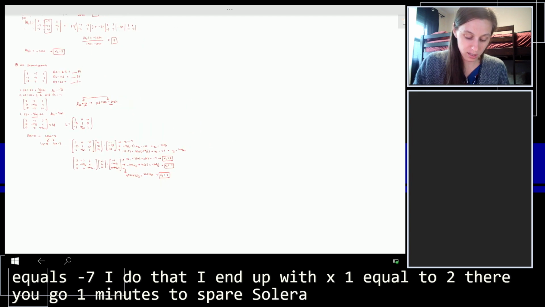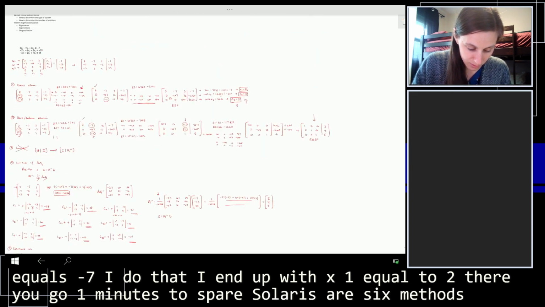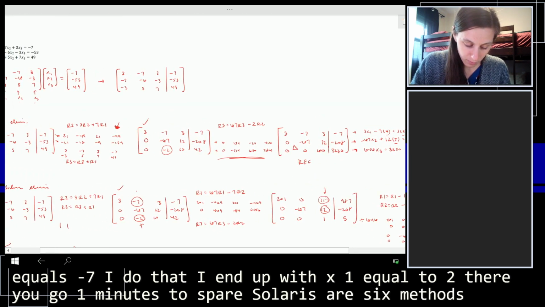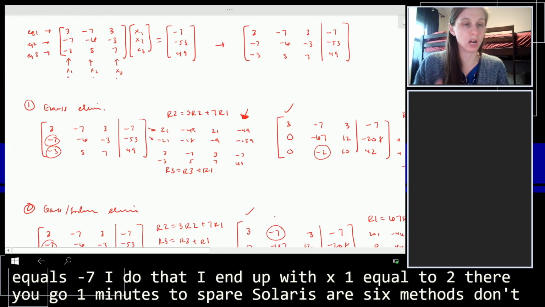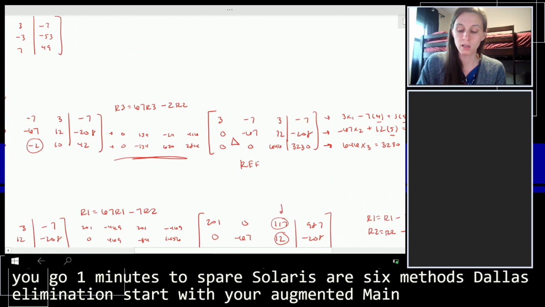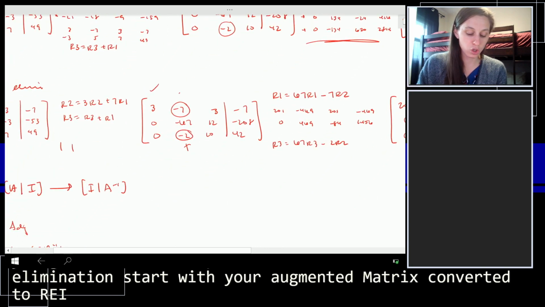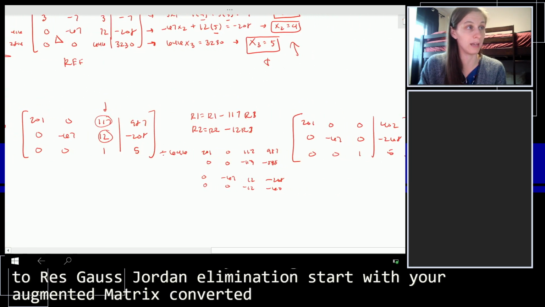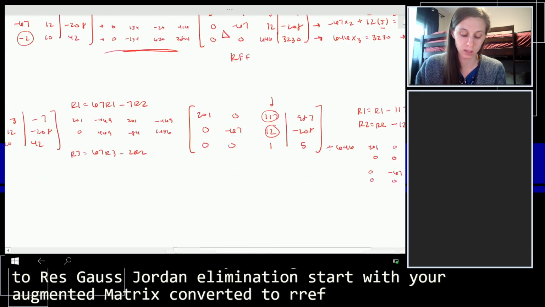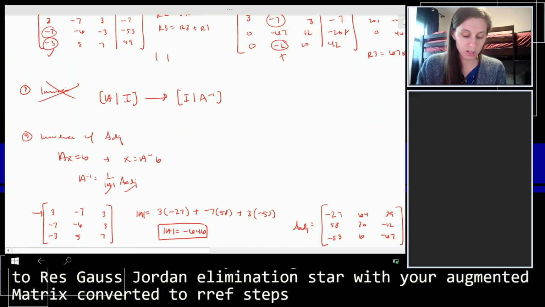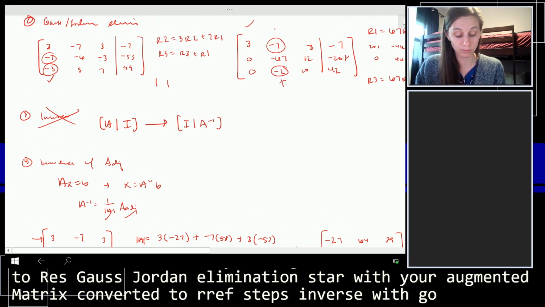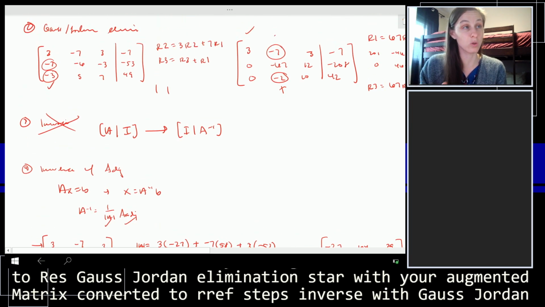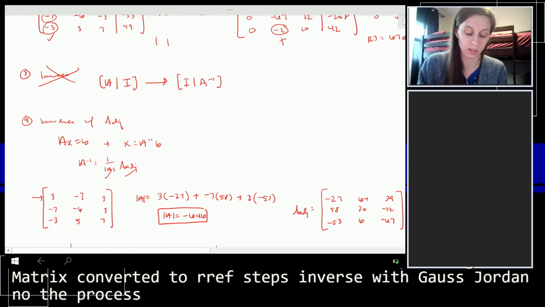So there's our 6 methods. Gauss elimination: start with your augmented matrix, convert it to REF. Gauss-Jordan elimination: start with your augmented matrix, convert it to RREF. A little more steps. Inverse with Gauss-Jordan: know the process, but don't worry about having to do it on the exam.